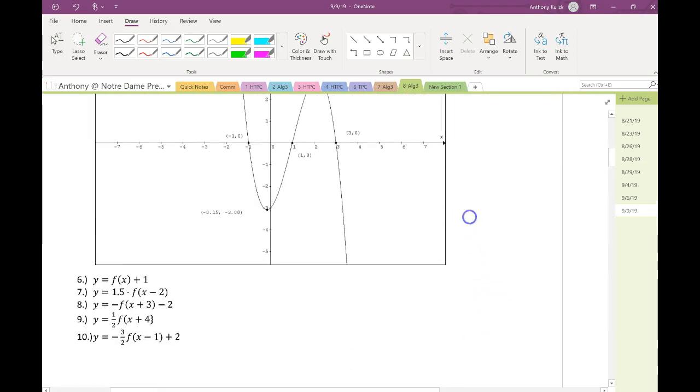For 6, 7, 8, 9, and 10, I'd begin kind of the same way. I'd identify the values of a, h, and k for each of these. So let's do that right quick.